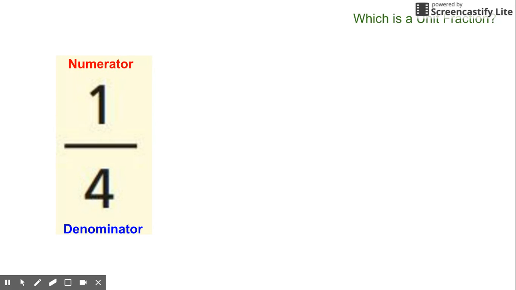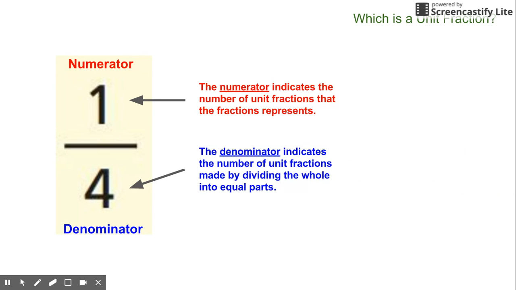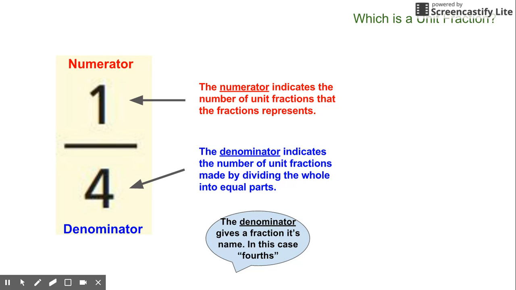The numerator indicates the number of unit fractions that the fractions represent. The denominator indicates the number of unit fractions made by dividing the whole into equal parts. Also, this is how we name fractions.